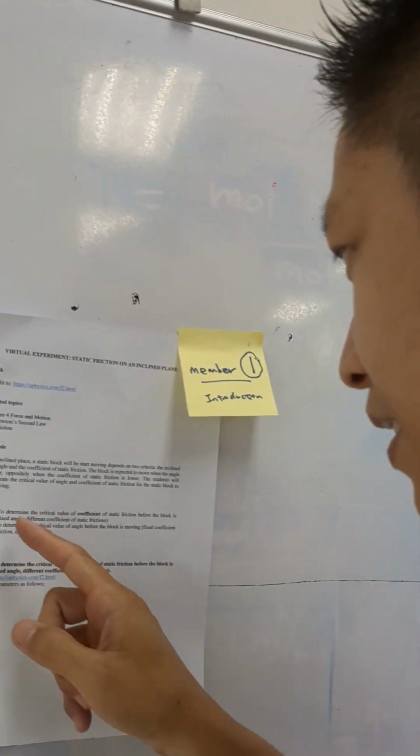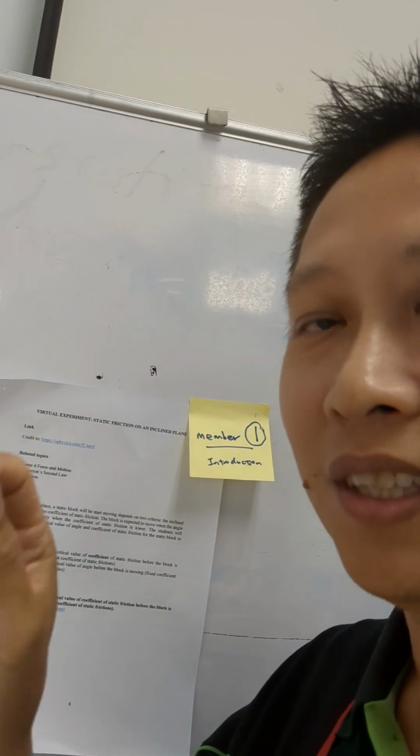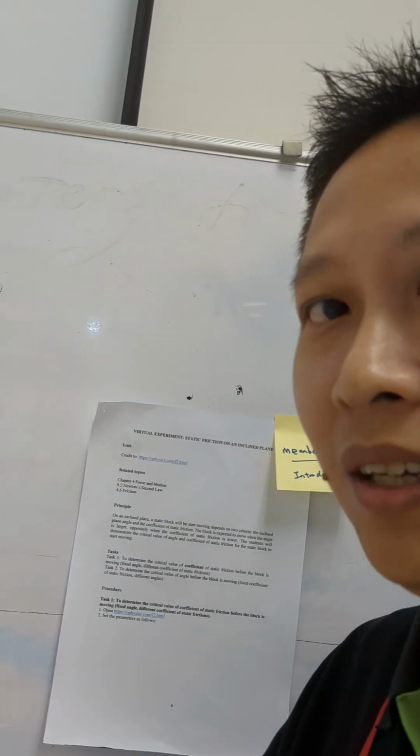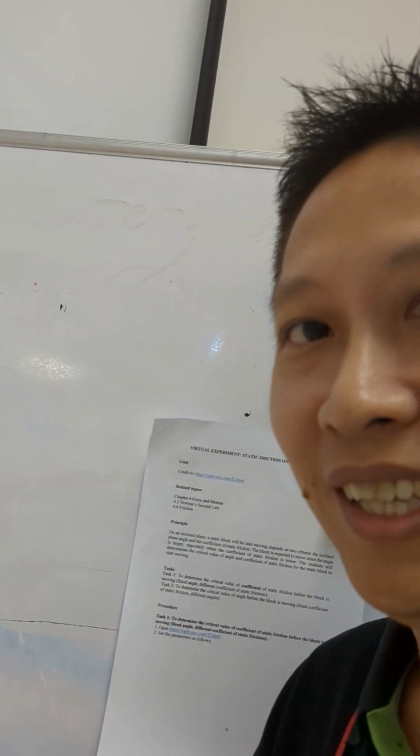The first is we're going to test the friction. Does higher friction move the object, or does lower friction move the object? The second thing we want to test is the angle. Does a higher or lower angle move the object? Thank you.